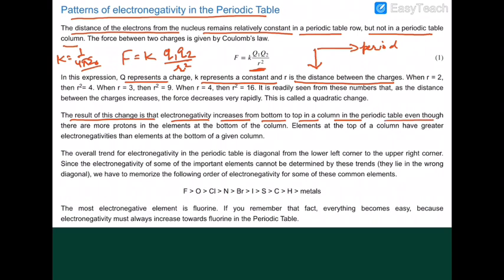Even though there are more protons in the element at the bottom, elements at the top of the column have greater electronegativity. Now, why? It means the distances play much more of a role than the number of protons, and more importantly, it is not the number of protons in the nucleus that matters. It is the effective nuclear charge that matters.